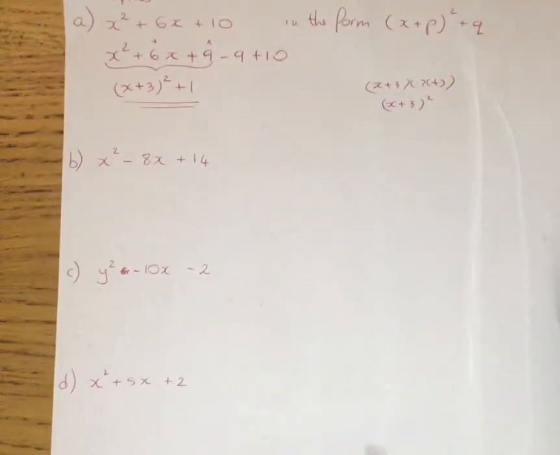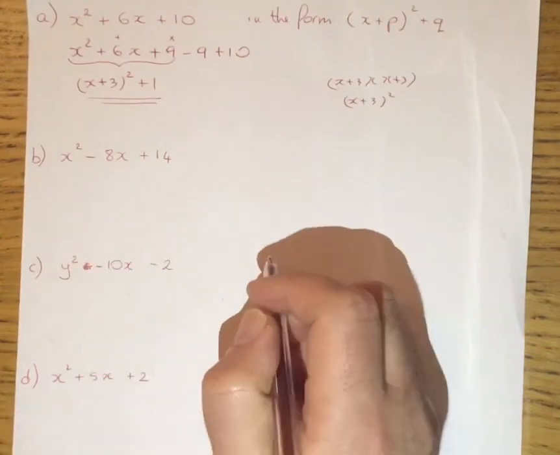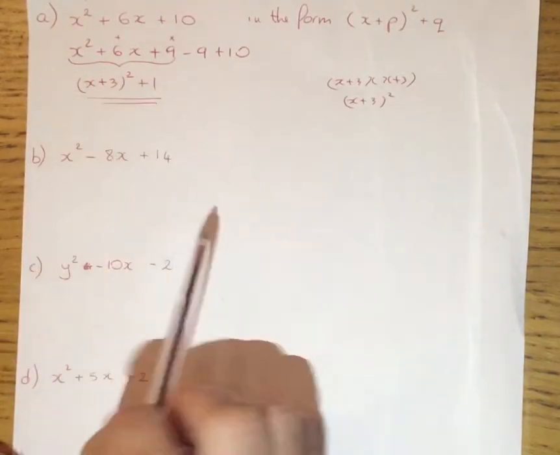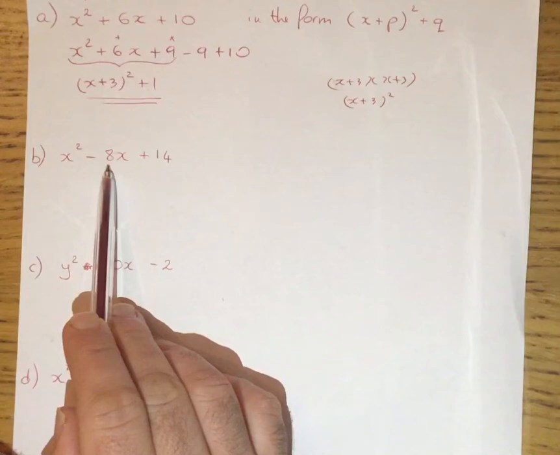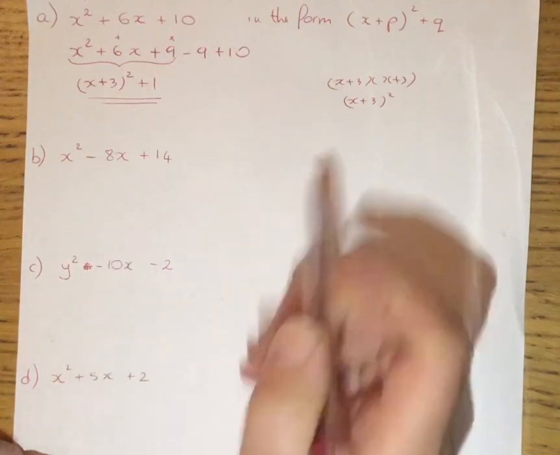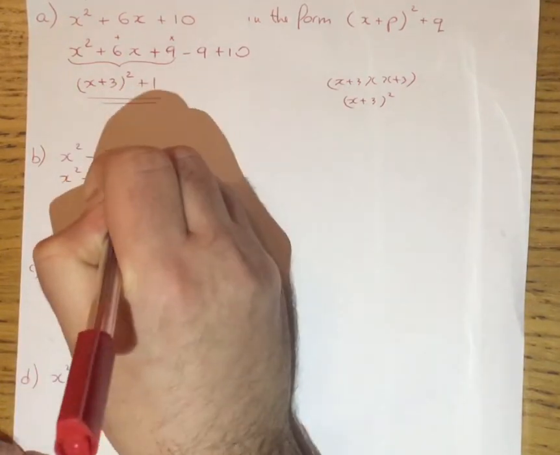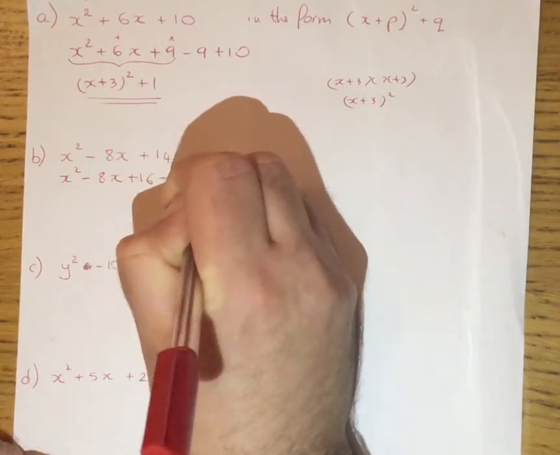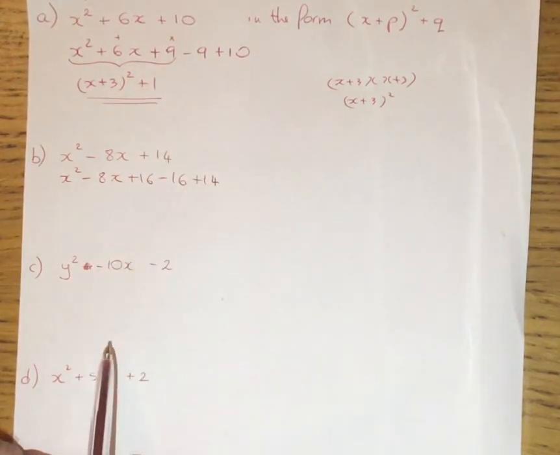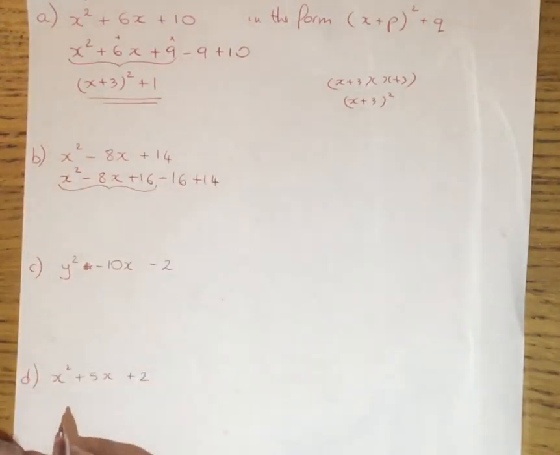Okay, example number 2. We have x squared minus 8x plus 14. So again, the number in front of x, the coefficient of x, is minus 8. Half is minus 4, squared is 16. So x squared minus 8x, add 16, always add the first, and then take away 16, and then rewrite your 14. Now, why did I do that? So I get a perfect square.